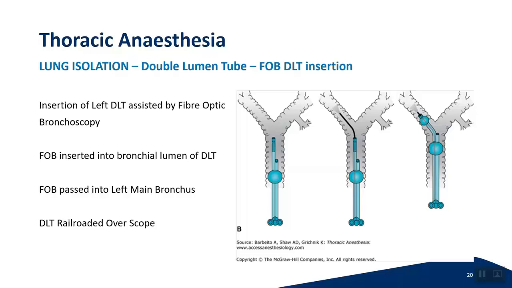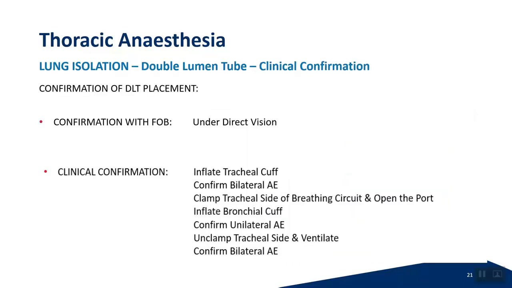Once inserted, correct placement of the DLT must be confirmed. This can be done clinically or by fiber optic bronchoscopy. The 3-step method of sequential clamping and auscultation is used for clinical confirmation. Step 1. Inflate the tracheal cuff to seal the glottic leak. Confirm bilateral air entry and acceptable capnography trace.